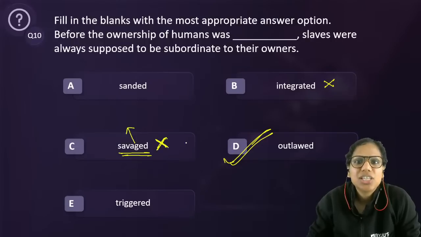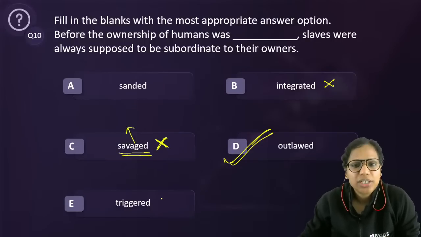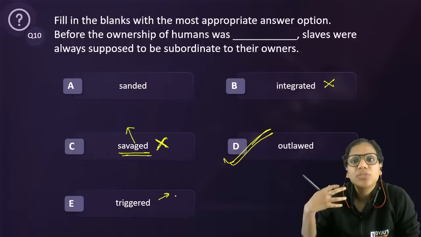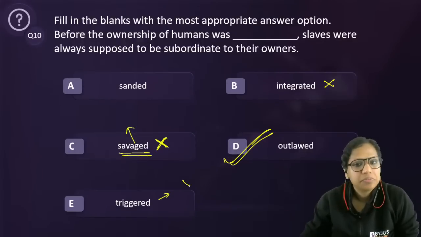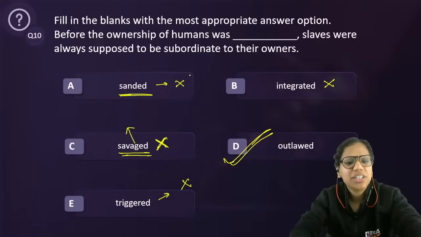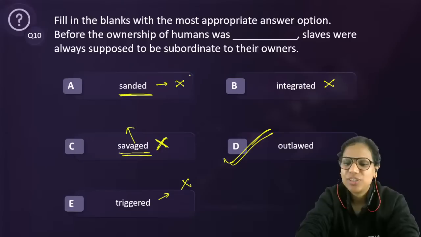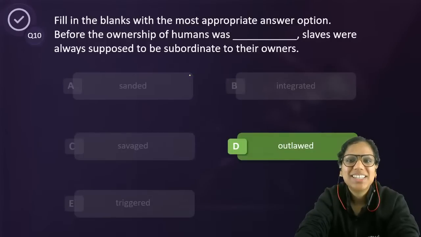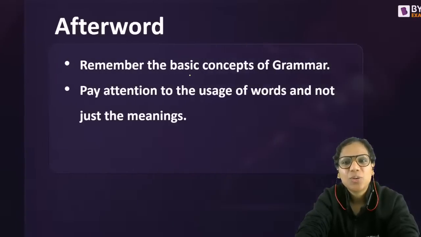To use savage as a verb, it's an adjective. Triggered means that something was started, eliminated. Sanded, no. Again, does not fit here. It's just outlawed that fits. So easy questions towards the end. These were two fill in the blank questions for you.